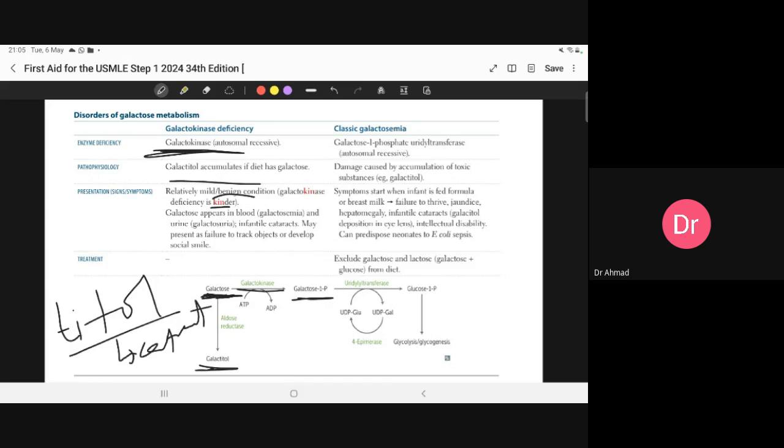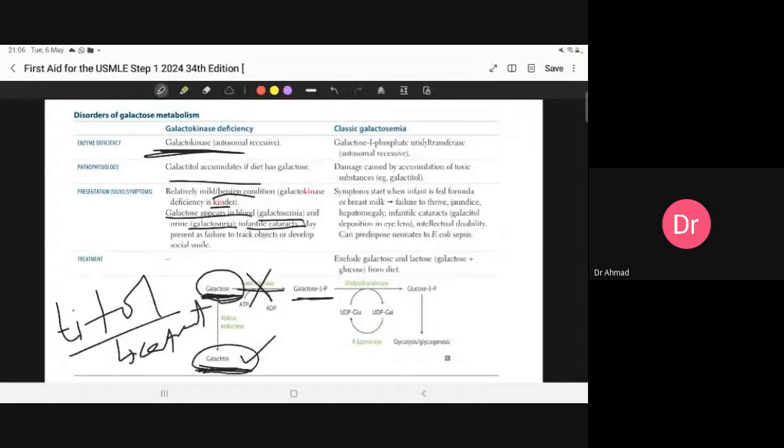So this galactose is basically converted into galactose 1 phosphate by galactokinase. If this enzyme is deficient, you do not see any other symptoms except for cataract formation. Why? Because your galactose is the one that is converted into galactitol, because this pathway is shut down. So the only way this galactose can be metabolized is by galactitol. Also, galactose can appear in your blood, so galactosemia and galactosuria can be there, but no symptoms, no hypoglycemia, nothing like this, only infantile cataracts because of this -itol thing.